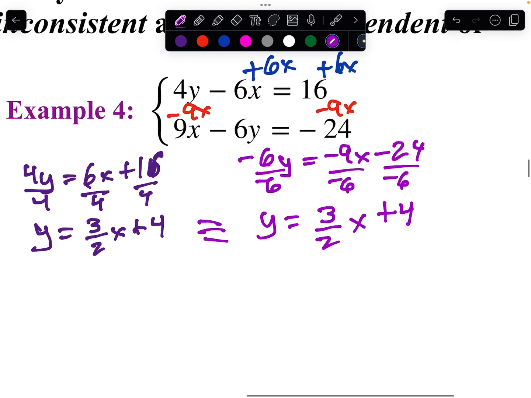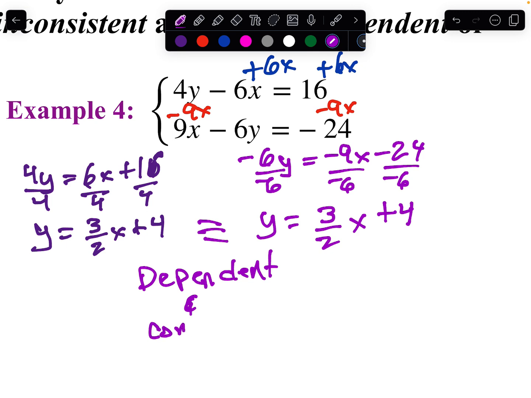If they're the same, we say they are dependent because they're the same line. They do have an answer, so it should say consistent. Consistent and dependent, or dependent and consistent, the order doesn't matter. That's what they are.